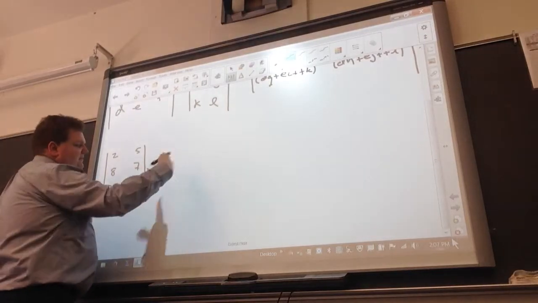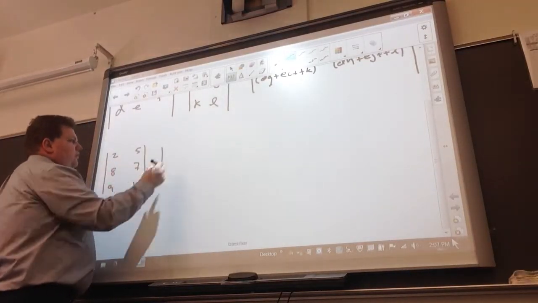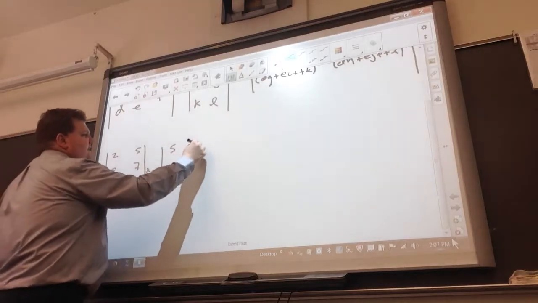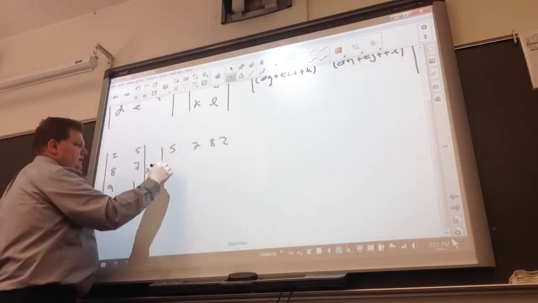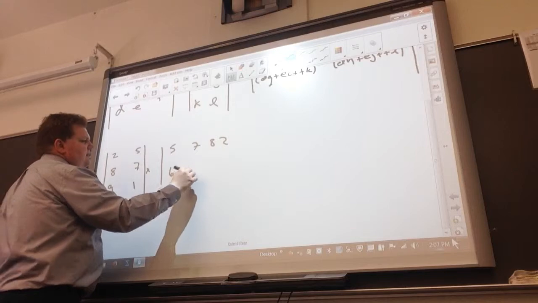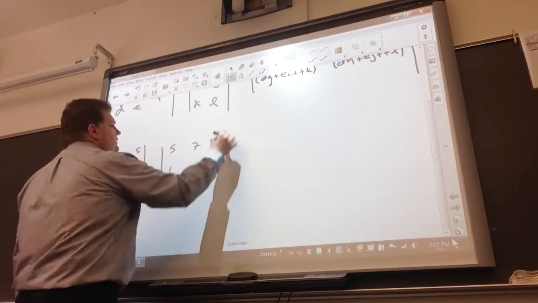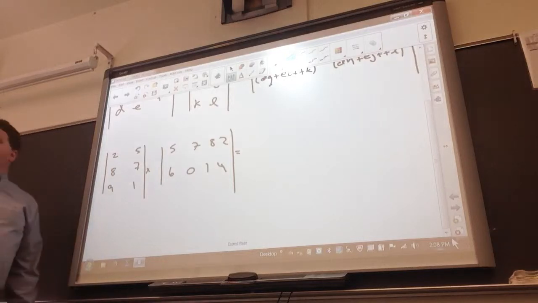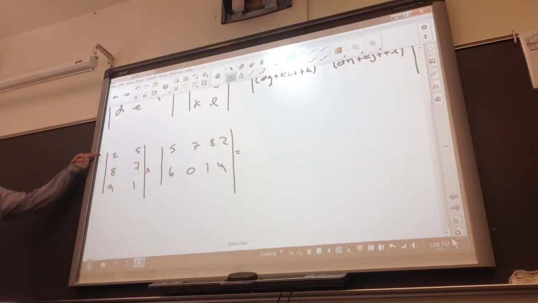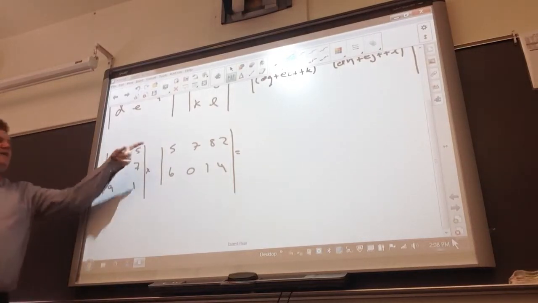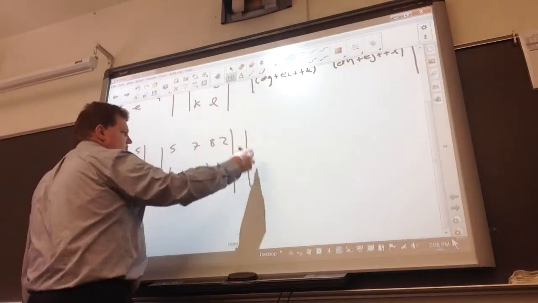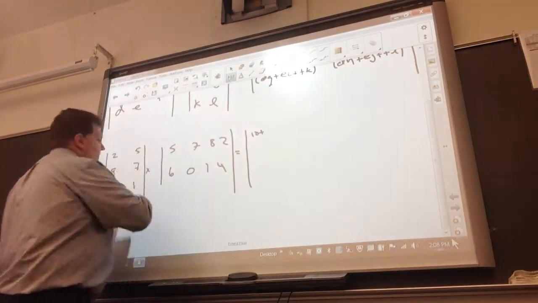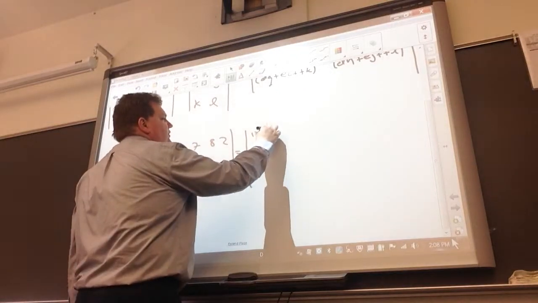So I'm going to need this next matrix to have 2 rows. So it will be 5, 7, 8, 2, 6, 0, 1, 4. Okay? What's the result going to be? Well, again, row times column. So it'll be 2 times 5, 10, plus 5 times 6, which is 30.